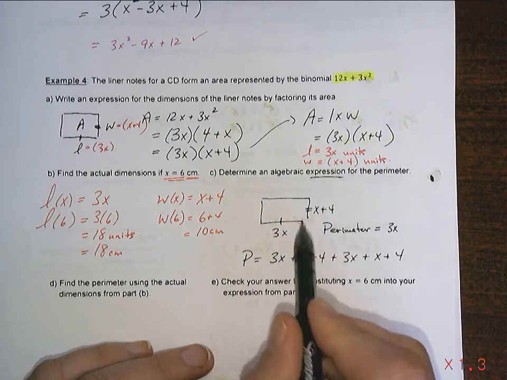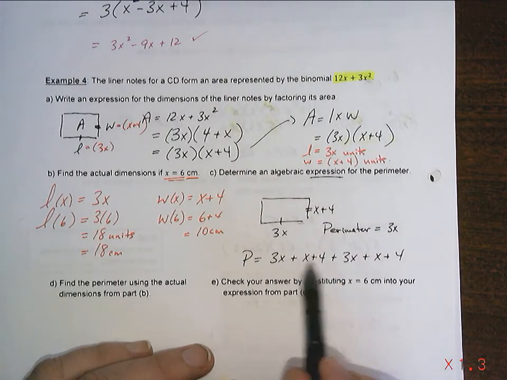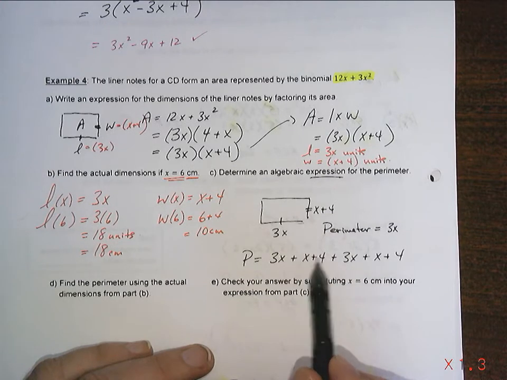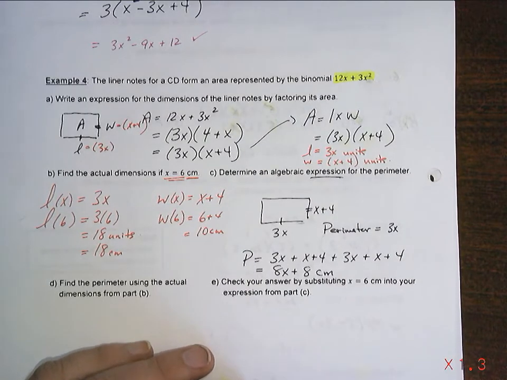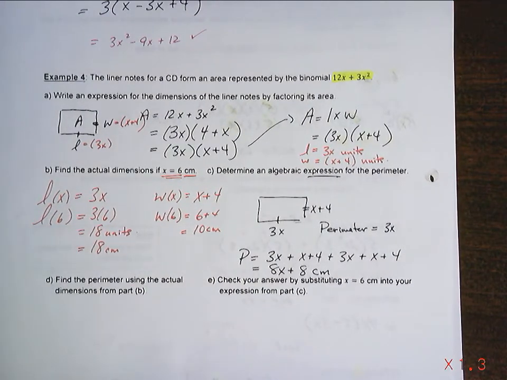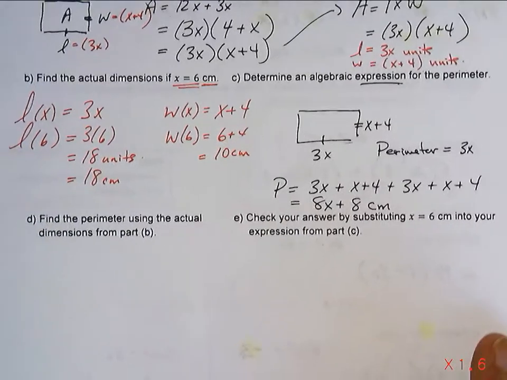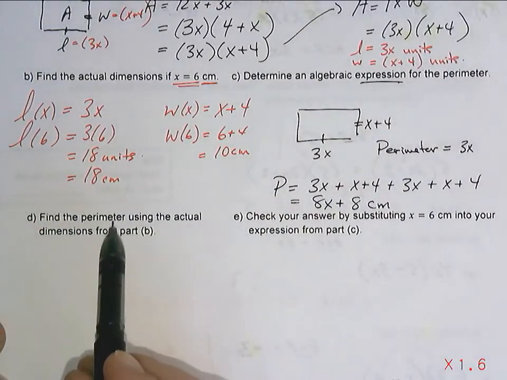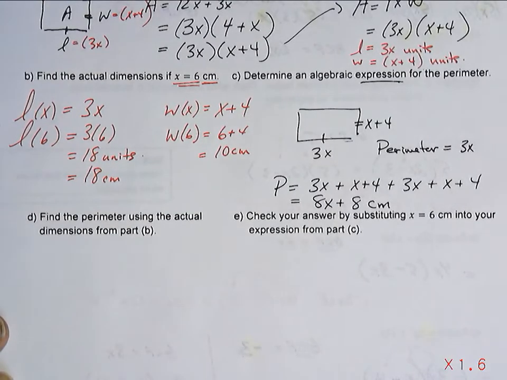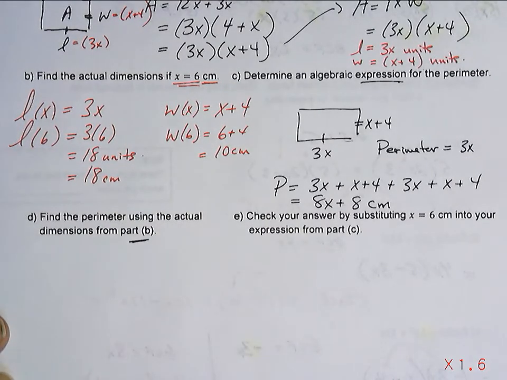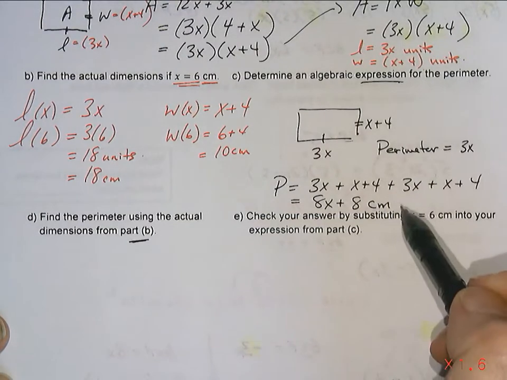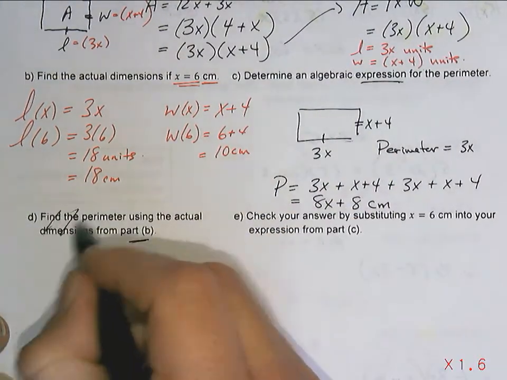Then we're going to put those together because we want a simplified expression. 3x plus 3x is 6x, 7x, 8x. So that's going to give us 8x plus 8 centimeters. And that is an expression for the perimeter around the outside of this thing. Using the perimeter, find the actual perimeter using the dimensions from part B. I think we did that already. Find the perimeter, determine an algebraic expression for the perimeter. We've done C and D all in one step.